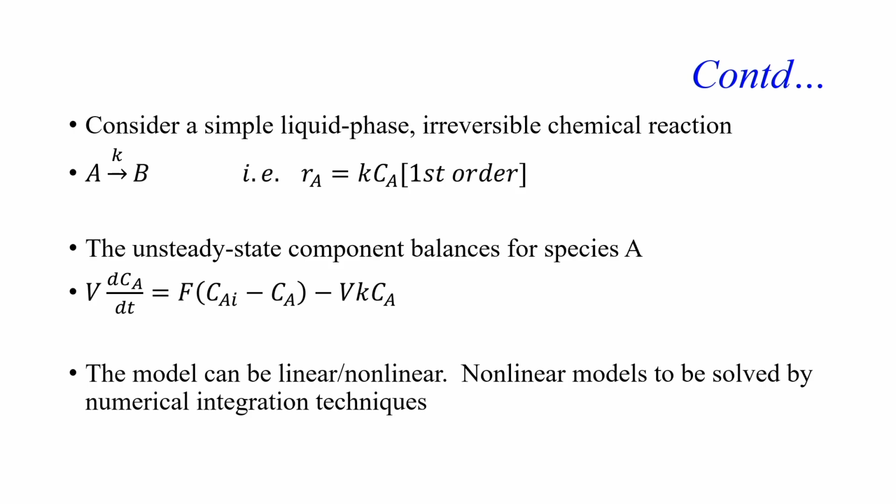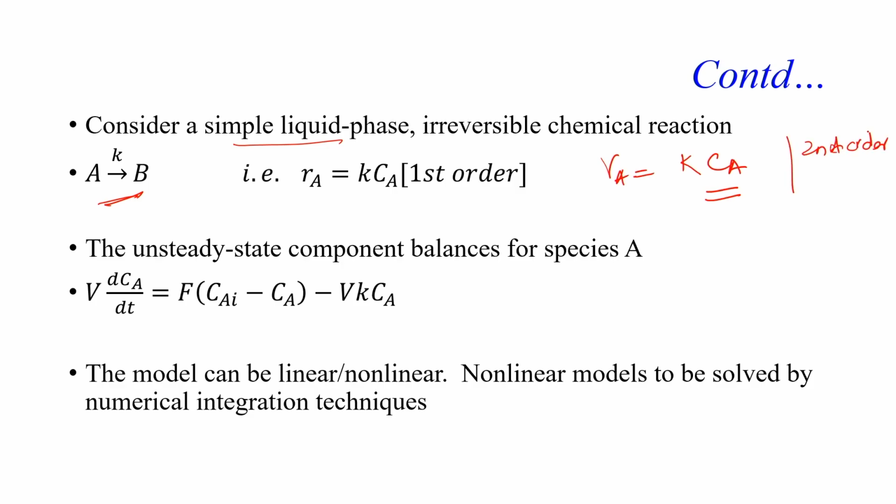Now, let us consider that we are considering only a simple liquid phase in a CSTR, and an irreversible chemical reaction is taking place. So, A is getting converted to B in a CSTR. What will be the rate of reaction? Ra will be first order, K into Ca. So, this is first order. One can consider higher orders, second order and so on.